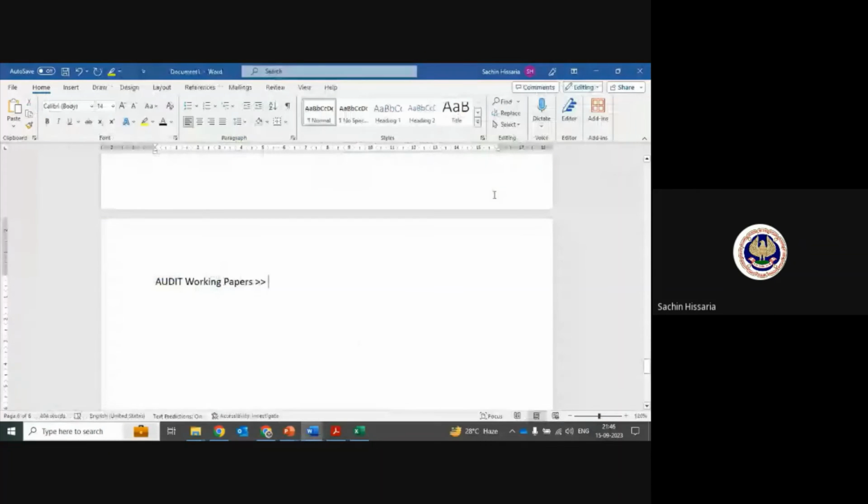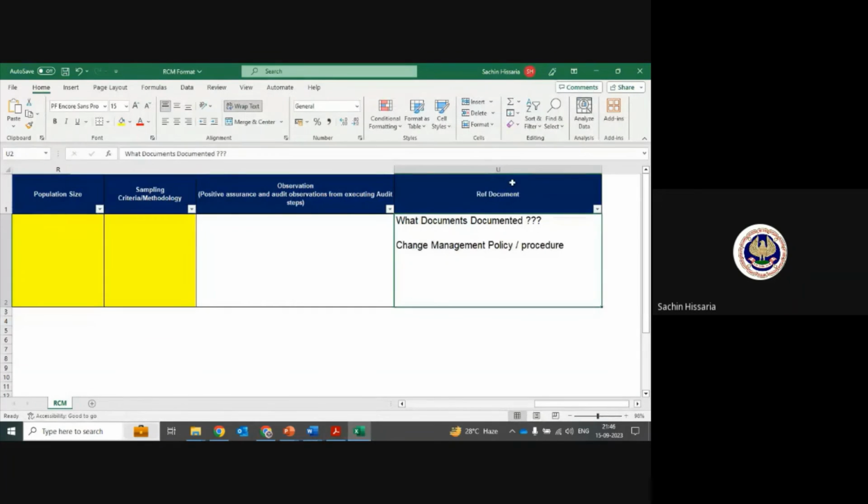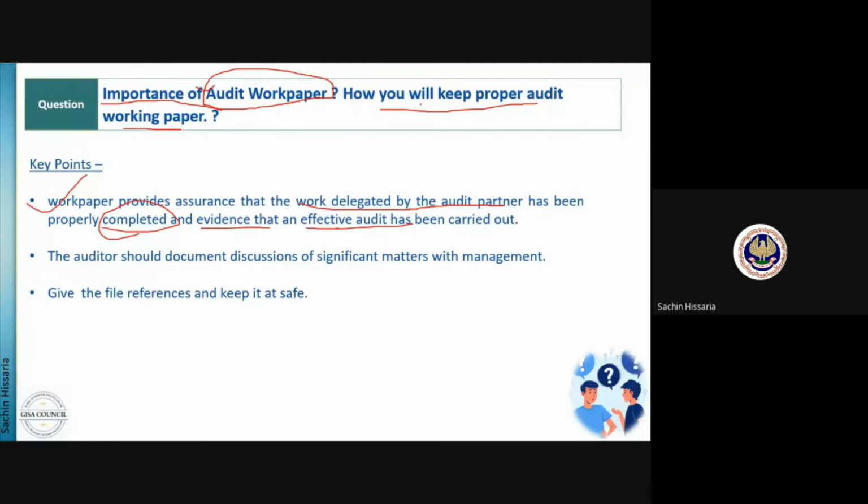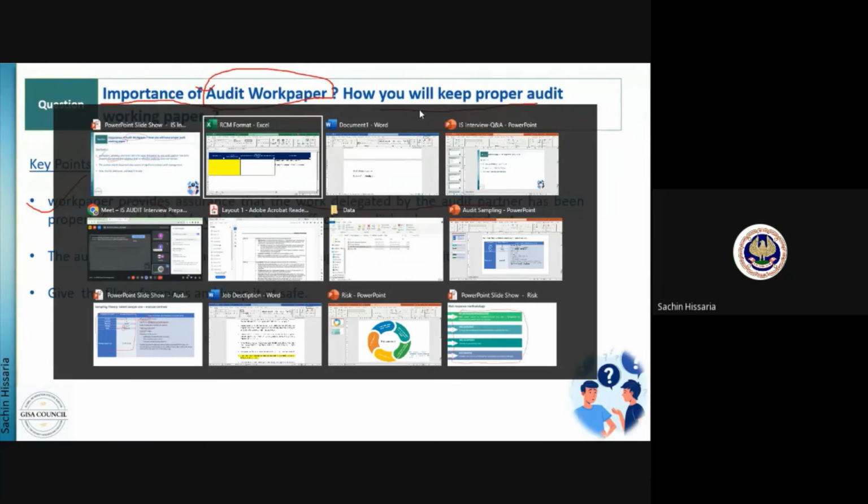Many organizations and auditing firms use a tool. There are some tools available in the market for audit working paper management, where they keep all the working papers, and for each working paper, the auditor has a reference name, like this is the document which I have verified. This is a good practice to keep your audit working papers safely. So this is the importance of working papers, and this is how you will keep them.